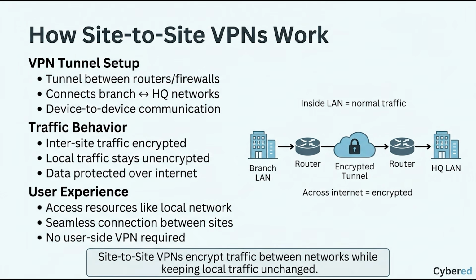In a site-to-site VPN, the VPN tunnel is created between network devices at each location, such as firewalls or routers. The tunnel connects the branch network to the headquarters network. All traffic sent between the two sites is encrypted, and traffic within each local network remains unencrypted. This allows users at remote offices to access corporate resources as if they were on the same internal network.